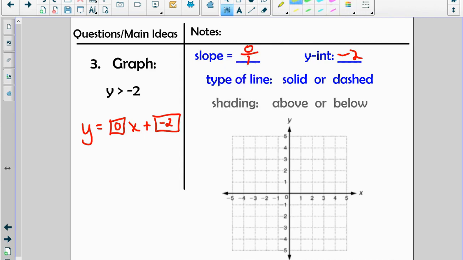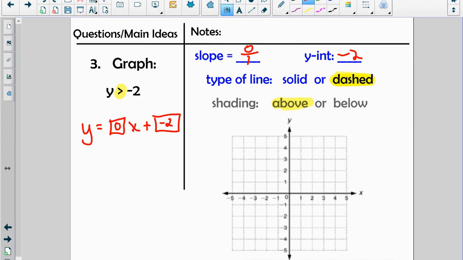Now for the type of line, I see that I have a strict inequality. It is greater than, but it is not equal to. So I want to make a dashed line because it's not equal to, like a broken line. And then for my shading, it's a greater than symbol. On the y-axis, the numbers that are greater are the ones up above. So I'm going to shade above this time. So we have everything in place.